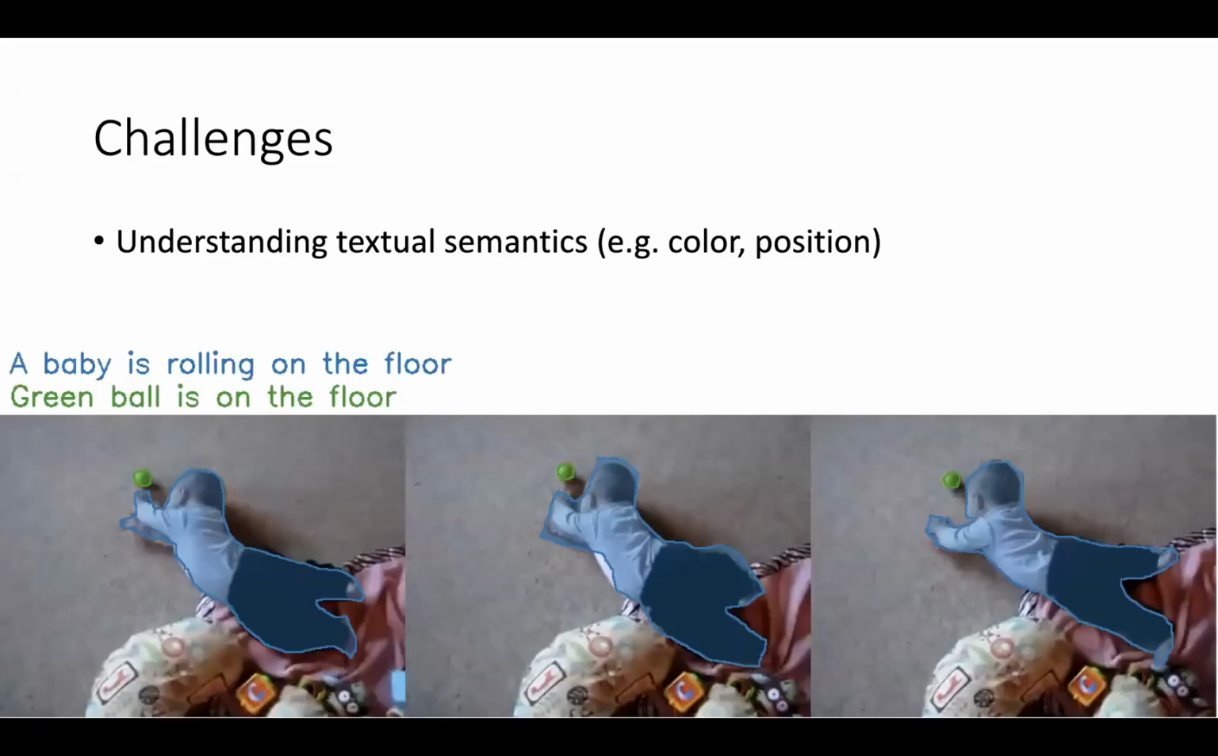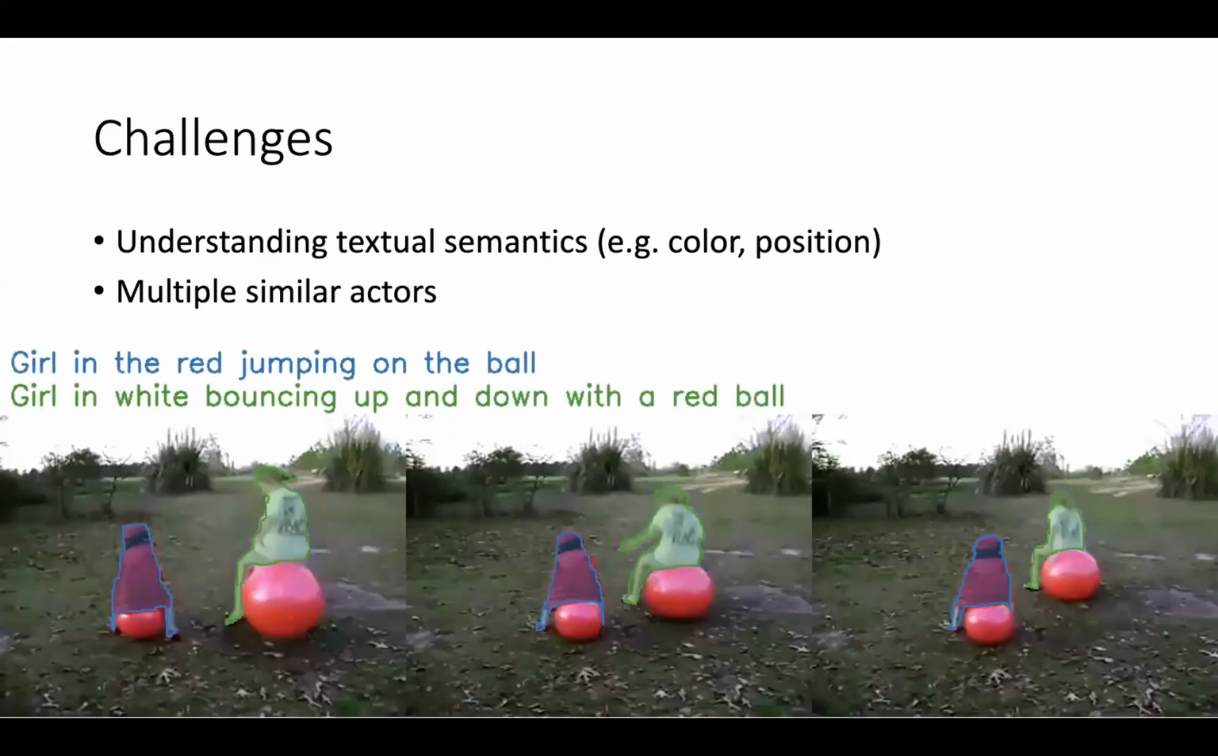So there are several challenges here. So one is trying to understand the textual semantics of the query. So in this case, we have to understand what color the ball is to segment it. So we have to know what green is, and we have to understand what baby rolling is, right? We have to understand that the baby is rolling on the floor. And then also, again, there could be multiple similar actors, right? So in this case, we have 2 girls bouncing on a red ball, but now we have to be able to differentiate them just using the descriptor. So the girl in white versus the girl in red.